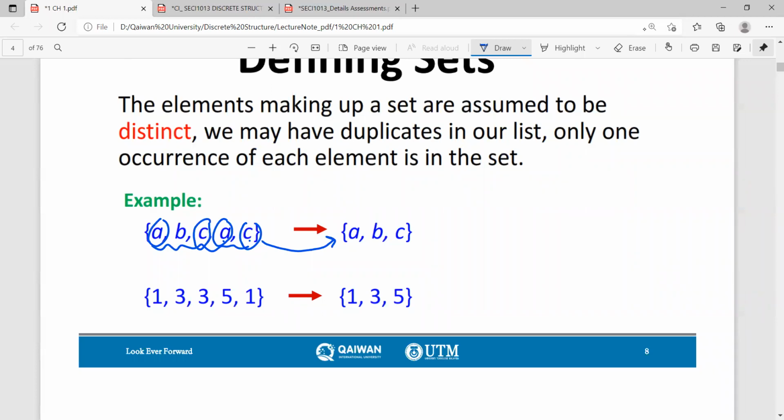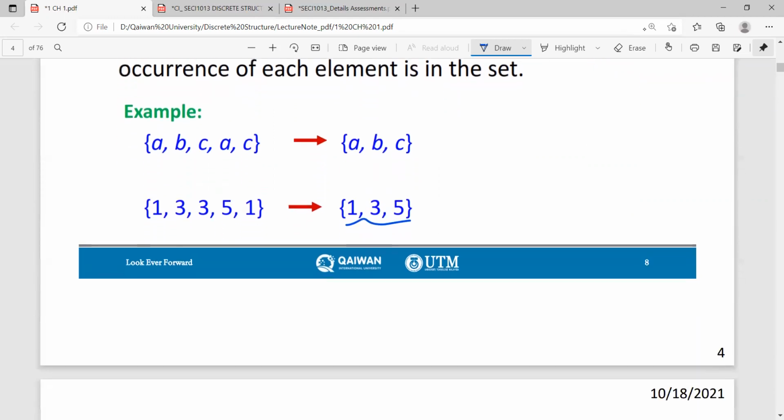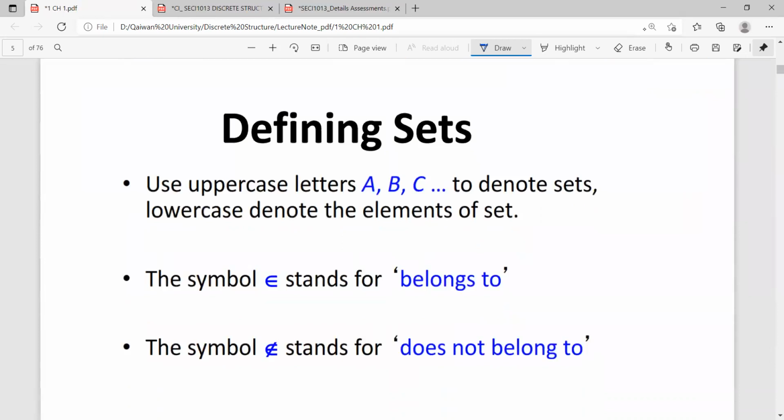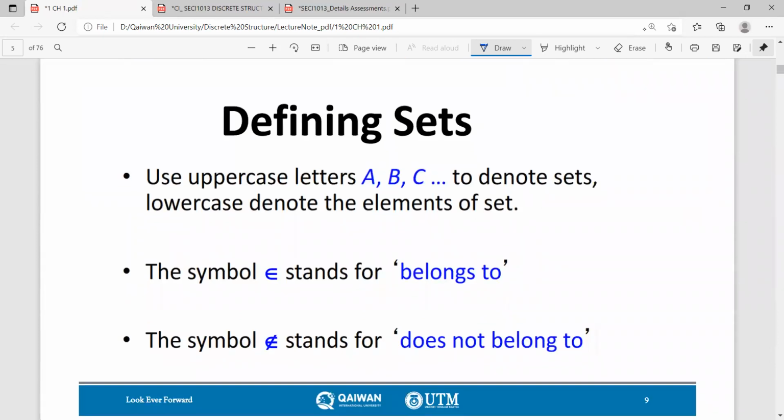Okay? If you have any repeating of elements, we should remove it. And here also we have 1, 3, 3, 5, 1. We should write down the set with no repeating elements. As you see here, 3 is repeated, and also 1 is repeated. So you should write it down as 1, 3, and 5. Okay? Repeating elements is not allowed in representing a set.